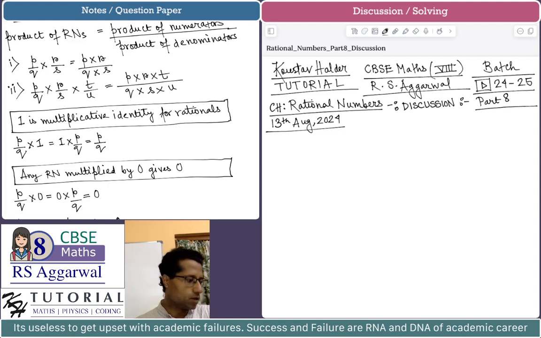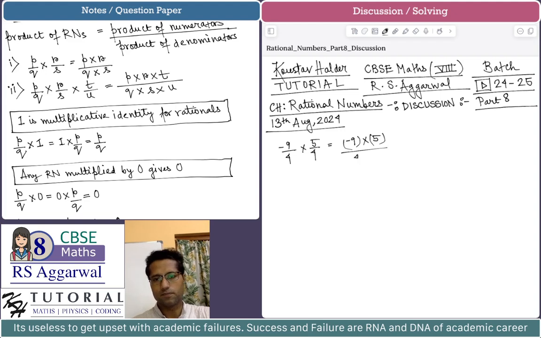Regarding the product of rational numbers, this is very easy, but still, let's say we have to find the product of minus 9 by 4 multiplied by 5 by 4. We just multiply the numerators, that becomes the numerator of the product, and we multiply the denominators. So this is now minus 45 by 16. Minus 45 by 16 is the result of the product of minus 9 by 4 and 5 by 4.